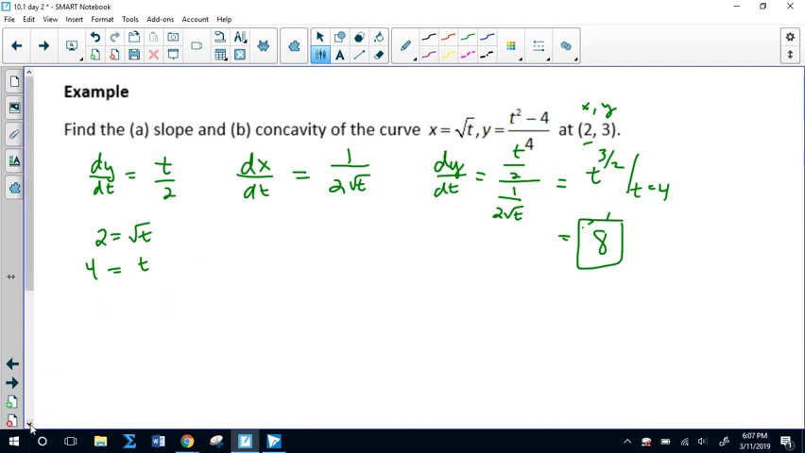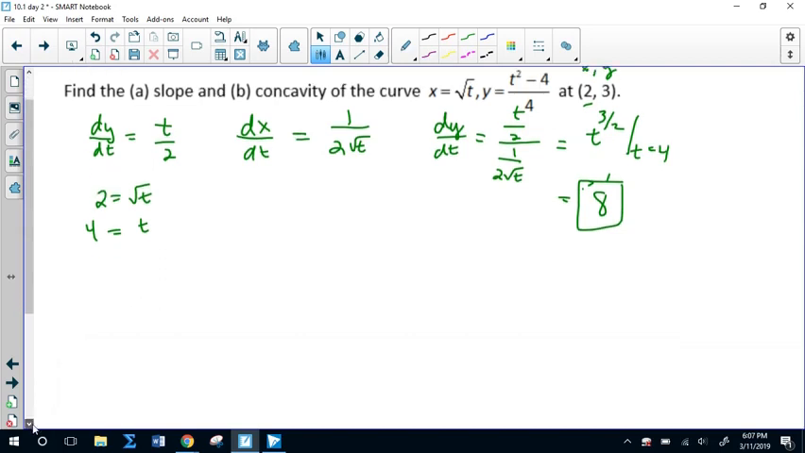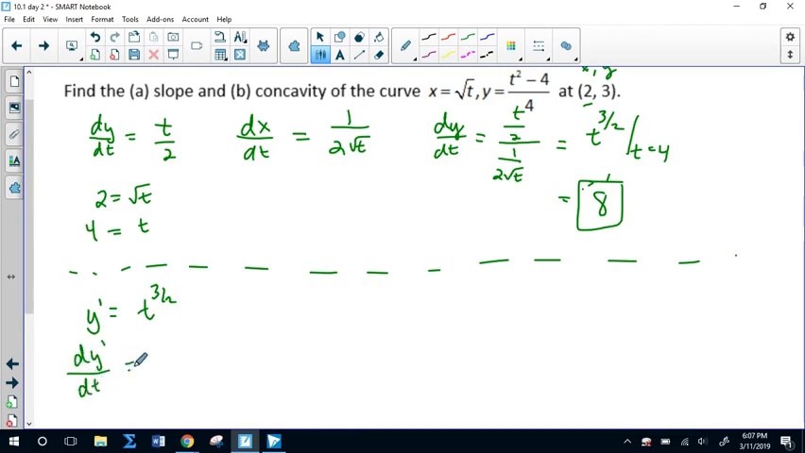Okay, so now we're going to use our second derivative formula from yesterday. So we're going to let dy/dt equal y prime. So y prime is actually equal to t to the 3 halves. And now I want dy prime over dt. And dy prime over dt is going to be equal to 3 halves t to the 1 half.